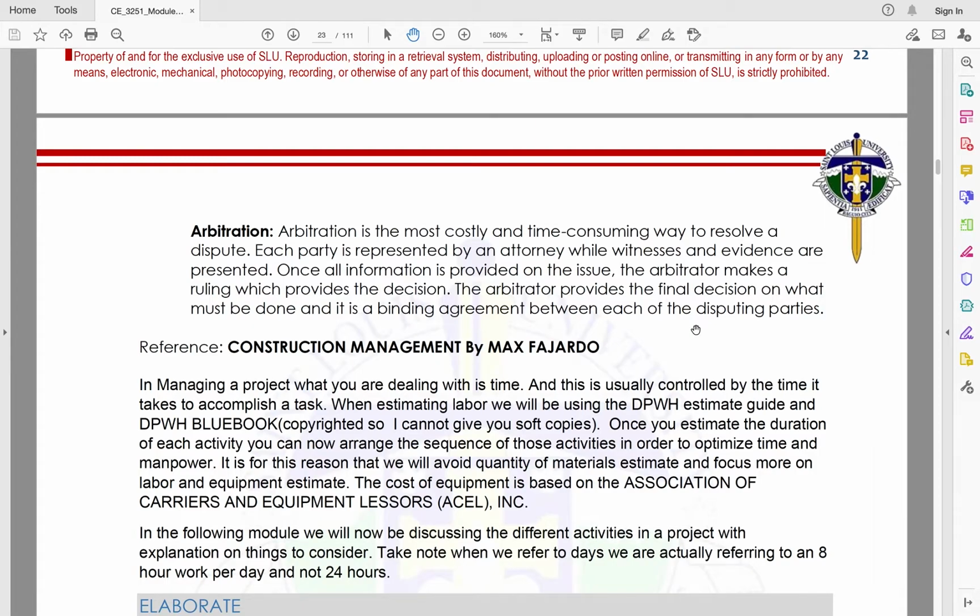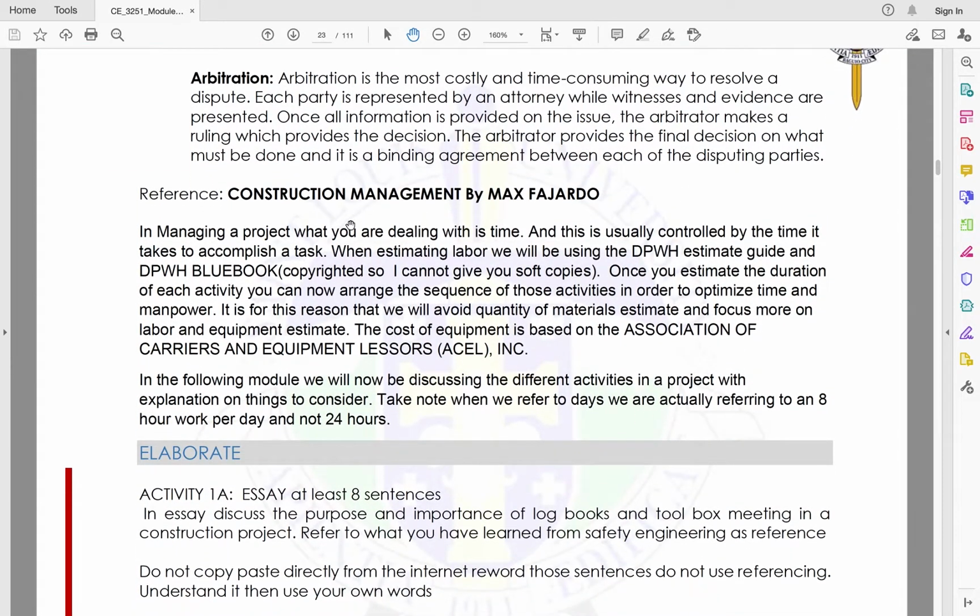And kung ano mapag-usapan dito, it will be on a black and white basis. So, magkakaroon ng pirmahan. Then, if hindi magkasundo pa rin sa arbitration, walang napagkasundoan sa arbitration, then, doon na tayo pwedeng pumunta sa legal court. Okay? So the reference of this topic is The Construction Management by Max Fajardo.